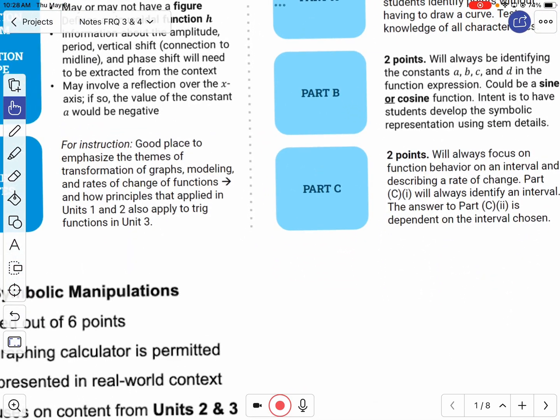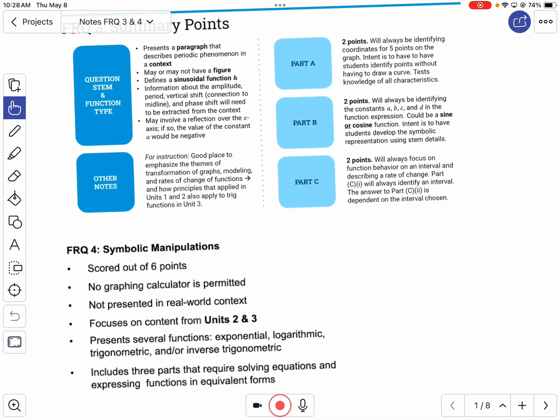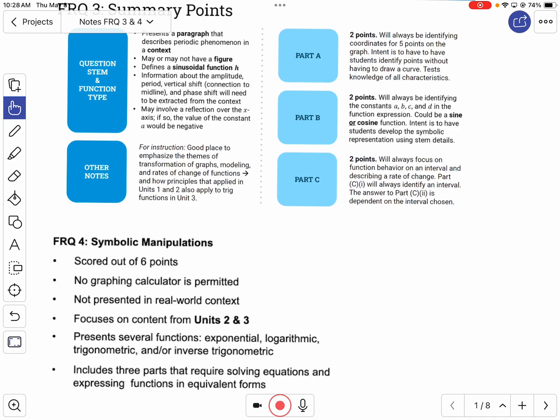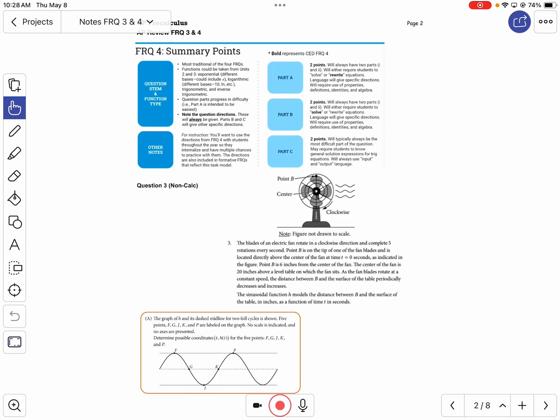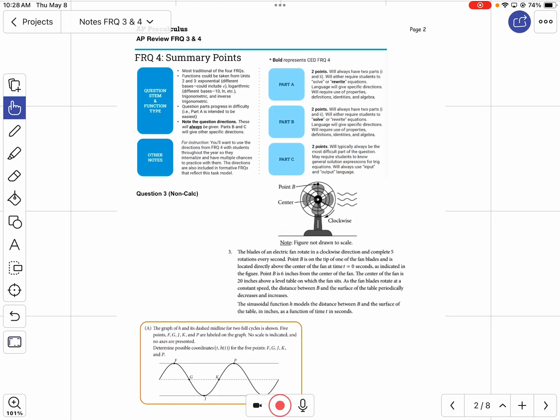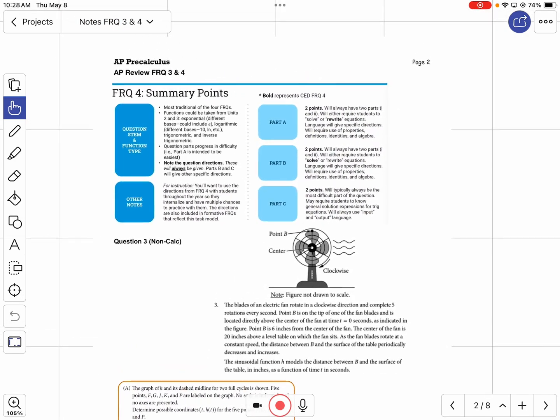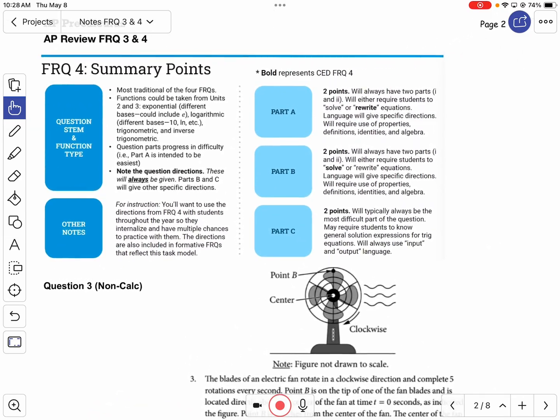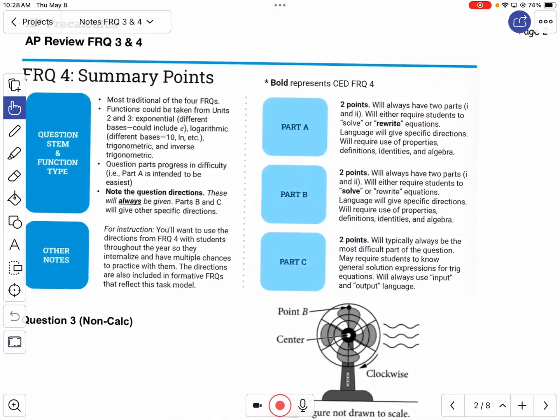So question 4 will always be symbolic manipulation. We will be solving equations. We will do trig identities, okay? And you're just going to have to know it, all right? They could pick any function they want to be there. Trig, exponential, logarithmic, inverses, that's what it is. Okay, I'm just going to change the page. All right. And then it gives you the breakdown for the points for question 4.